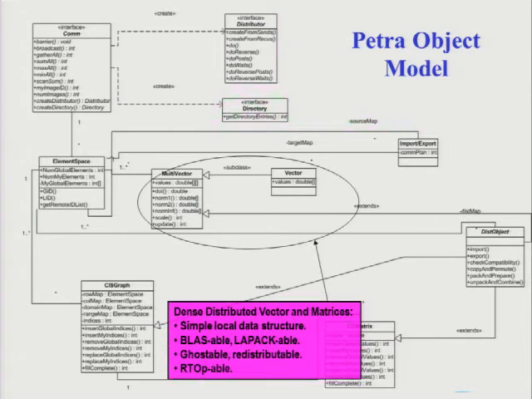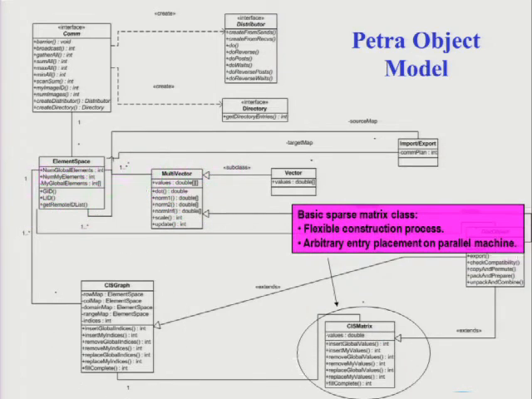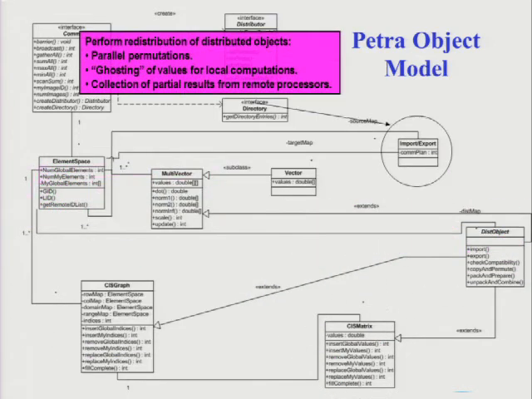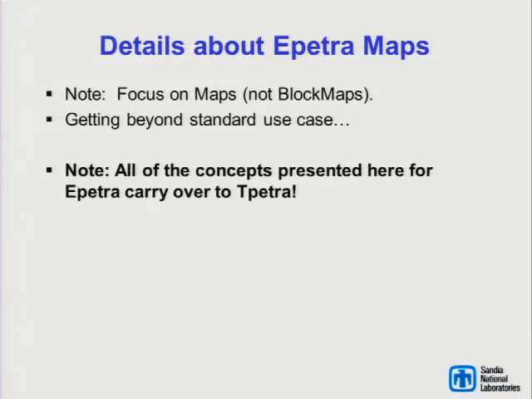We have dense matrices and vectors, which are plausible and Ifpack-able locally. And then finally, we have graphs, which specify the non-value portions of a matrix, which allow us to use all that pattern-based load balancing, for instance. Then finally, matrices allow us to put it all together. We can now redistribute those. And I'll go into a bit of detail about how that works later. So that's the model quickly.